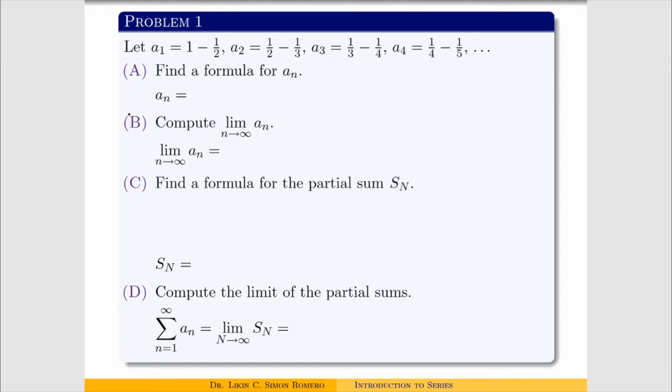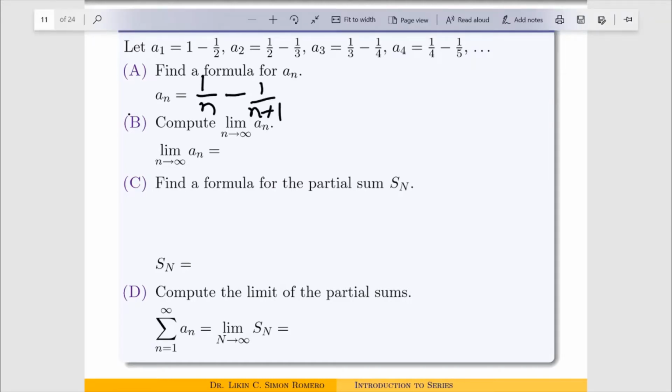All right, so now we want to look at a couple problems. So if we look here at problem 1, we have this sequence where a of 1 is 1 minus a half, a of 2 is 1/2 minus 1/3, and so on. And if we're trying to look for a pattern for a of n, we get that this is 1 over n minus 1 over n plus 1. You can look at the first few terms to see that this actually does work out.